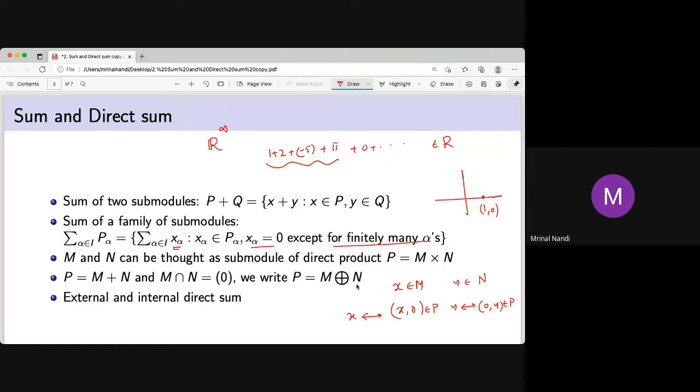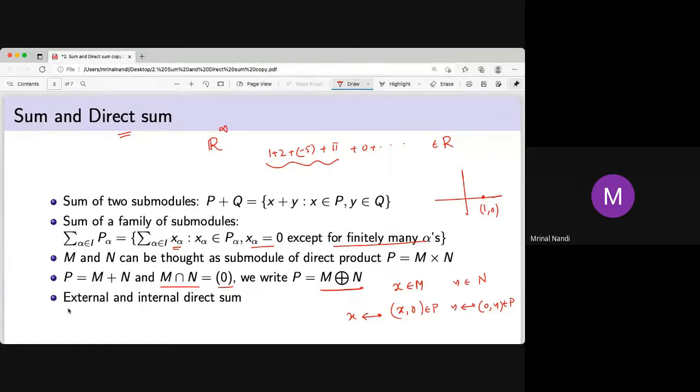And in that case, what happens? Your M intersection N must be the 0 element, because any element like (x, 0) and any element like (0, y) have only one element in common. Like in the complex plane, the real line and the imaginary line intersect at only one point, 0, which is (0, 0), the 0 element of P. In that case, we say it is a direct sum. And when I write P equals M ⊕ N, that means two things. Number one, P is M plus N, a sum, and this sum is direct: M intersection N is only the 0 element.